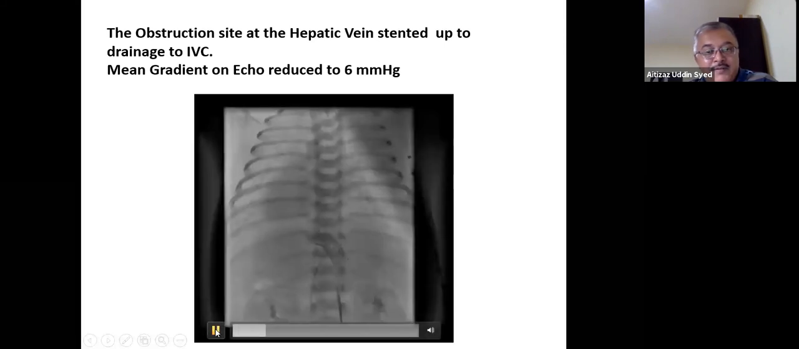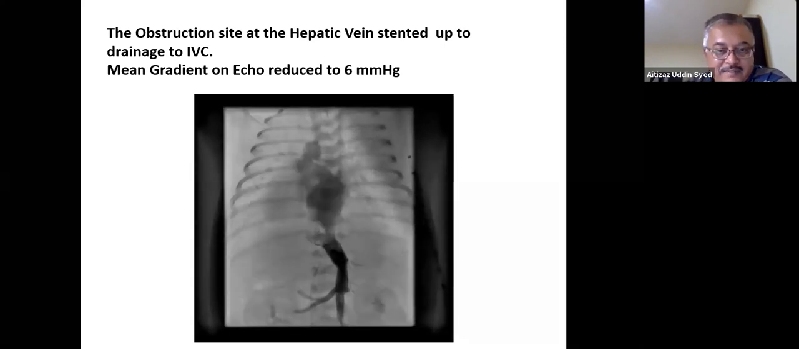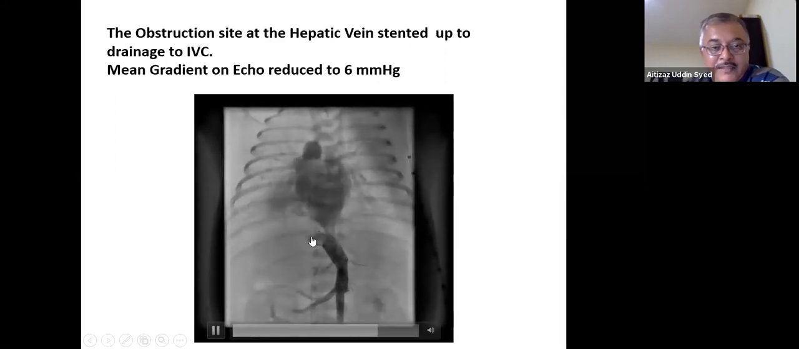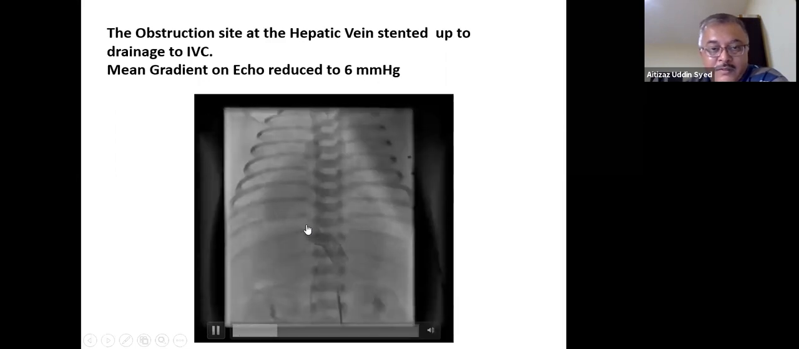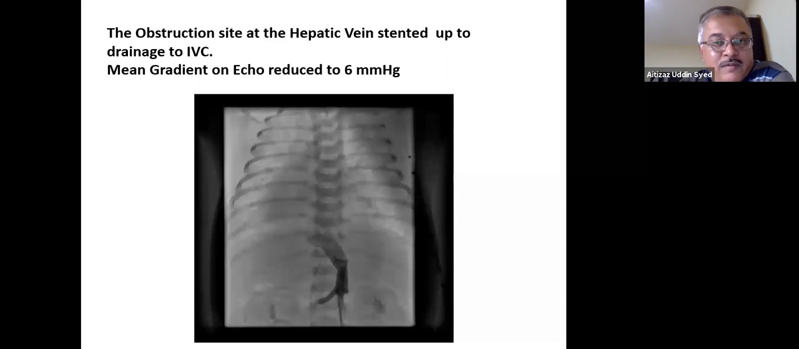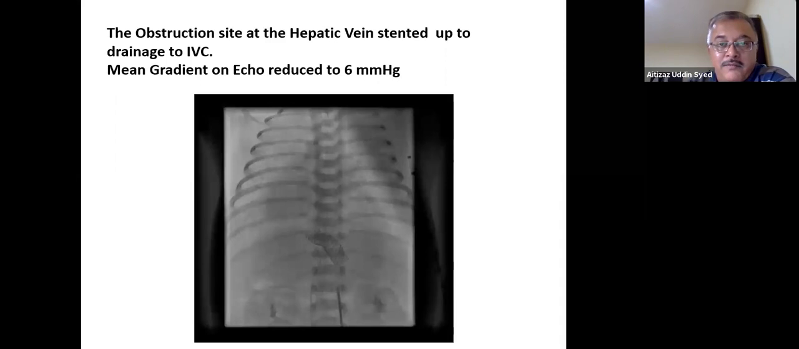So he was stented in the cath lab, and this is the result. This is in the IVC, and you can see the injection is in the IVC and going up. And this is that hepatic vein connection, where the blood flowing through it is giving you the impression that it is washed back. So the obstruction was relieved, and this was confirmed at the time of the angiogram. Initially the mean gradient at the site of obstruction was 20 millimeters, and it got reduced to 6 millimeters.